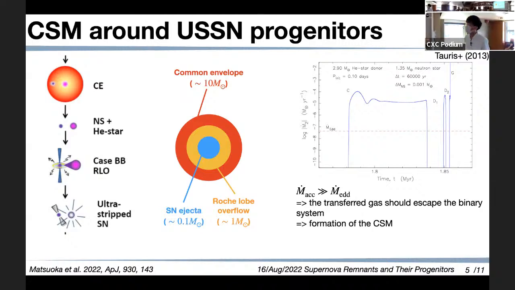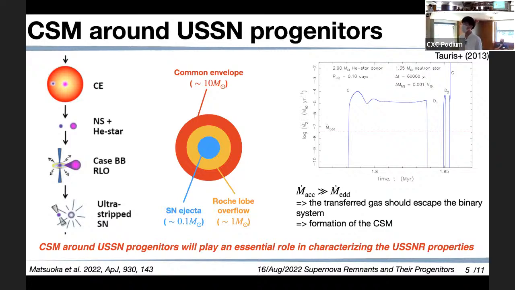So as you can see, the ejecta mass is smaller than the total mass of the circumstellar medium, and we can expect that the CSM will play an important, essential role in characterizing the USSNR properties. So we need to pay attention to such features.